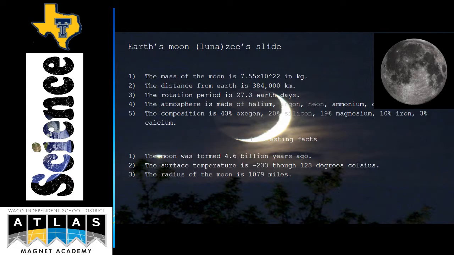Interesting facts: the moon was formed 4.6 billion years ago. The surface temperature is negative 233 through 123 degrees Celsius. The radius of the moon is 1,079 miles.